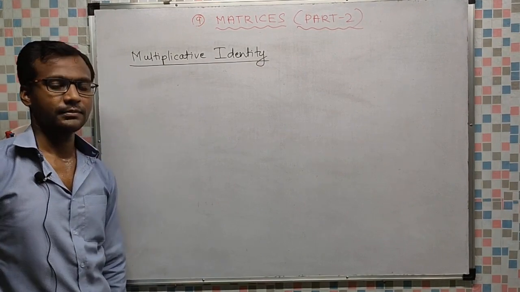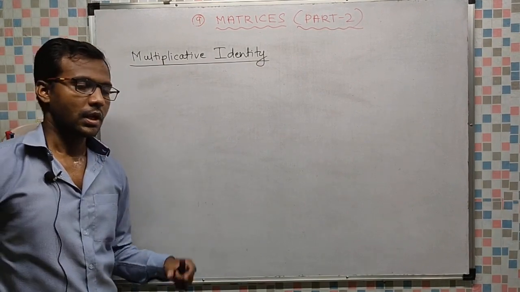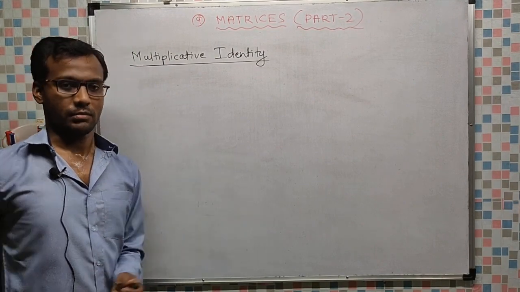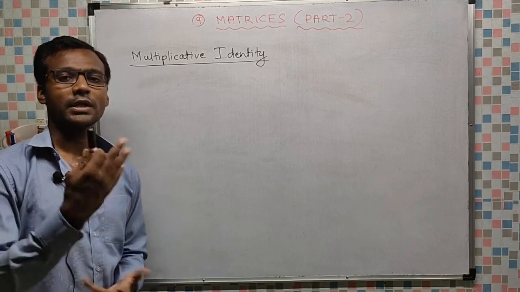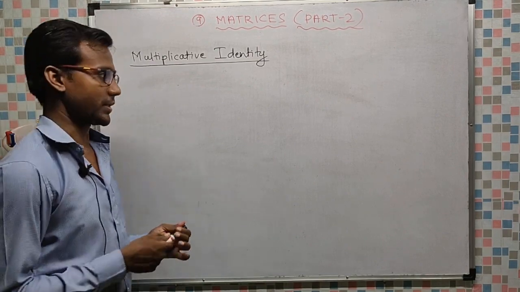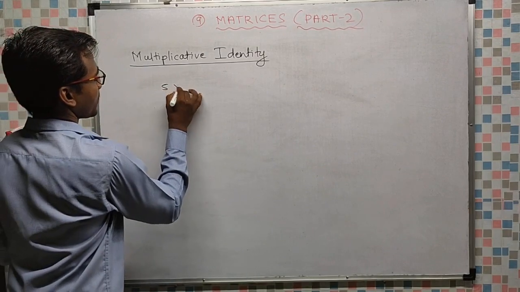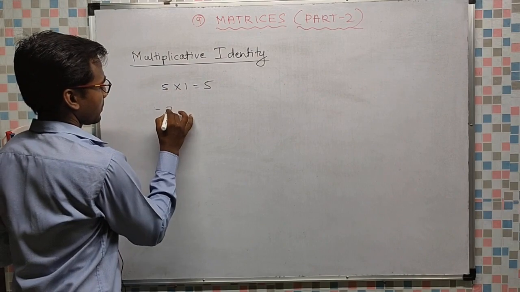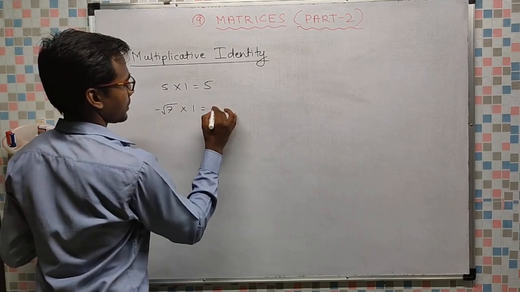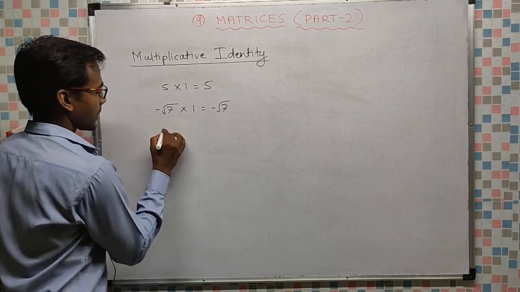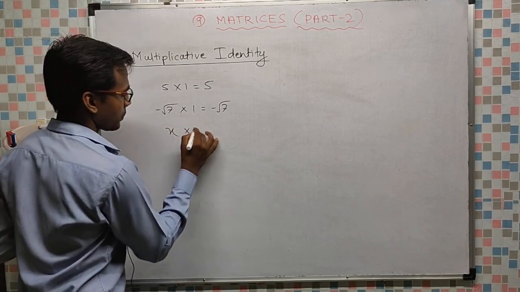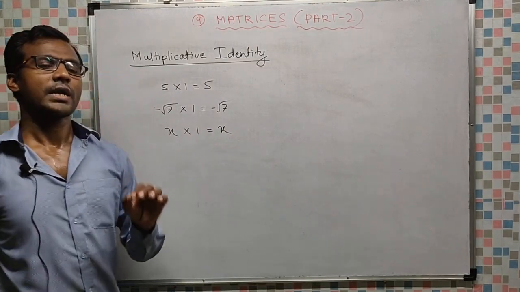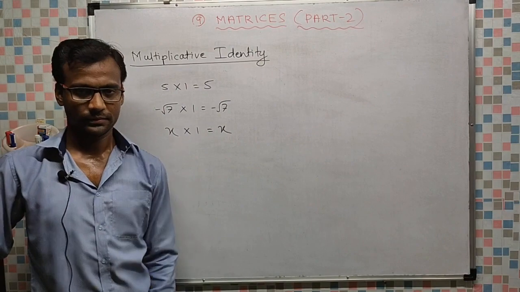Multiplicative identity. In number system, we have studied that one is called the multiplicative identity of every other number, because when one is multiplied with any number, then you get the same number. For example, 5 into 1 gives you 5, minus root 7 into 1 gives you minus root 7. So any number x into 1 gives you the same number x. For that reason, we say that 1 is the multiplicative identity of every other number.